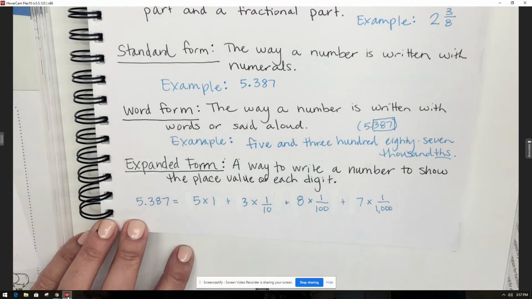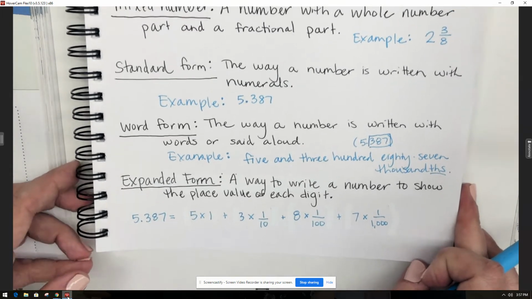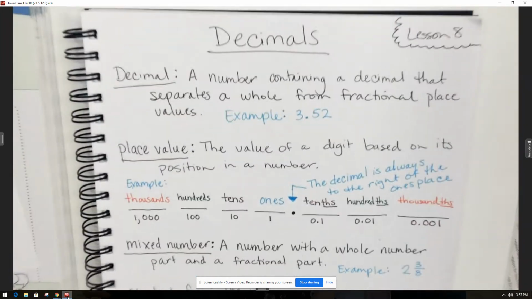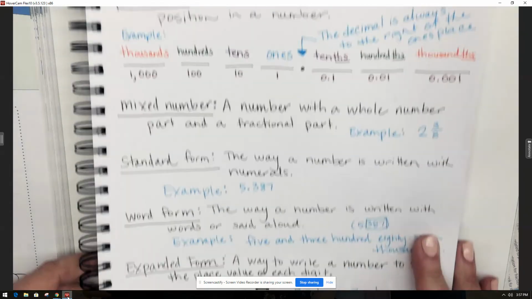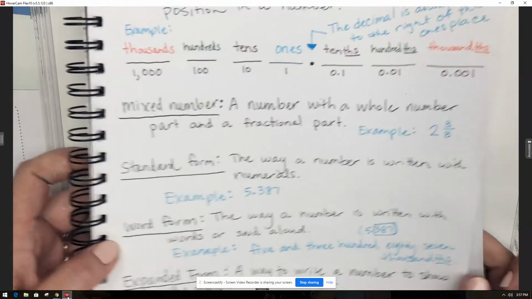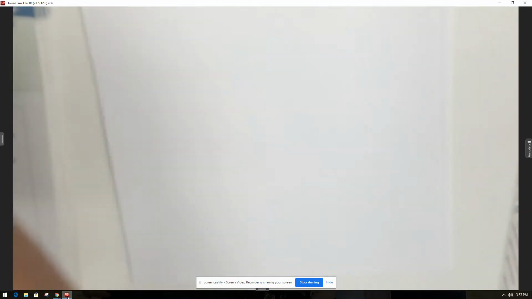Today we'll also explore a couple of other ways to write expanded form. But that just gives you a really brief overview of the vocabulary that you will need to work on with decimals. So with that, go ahead and turn to page 145 in your math notebook so that we can get going.